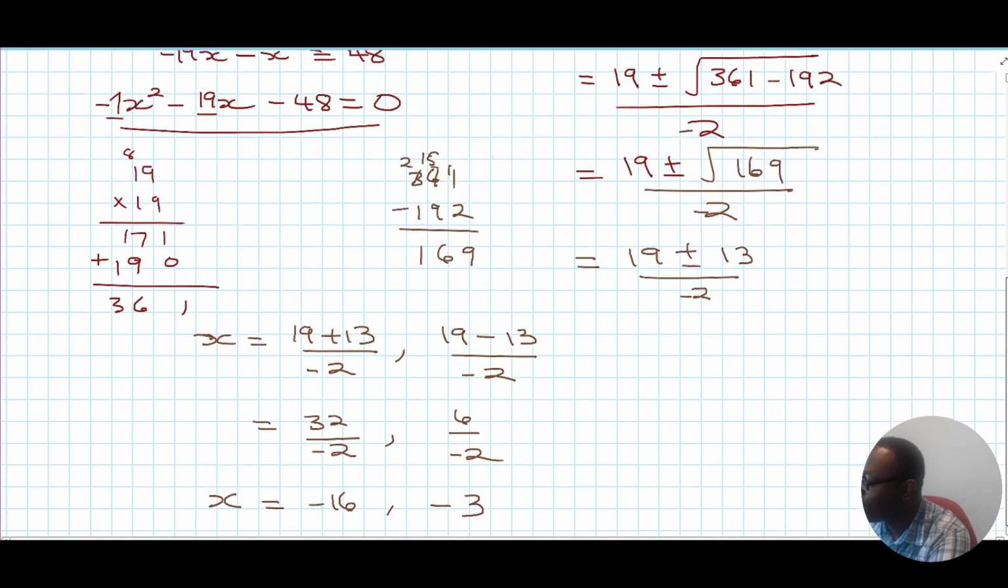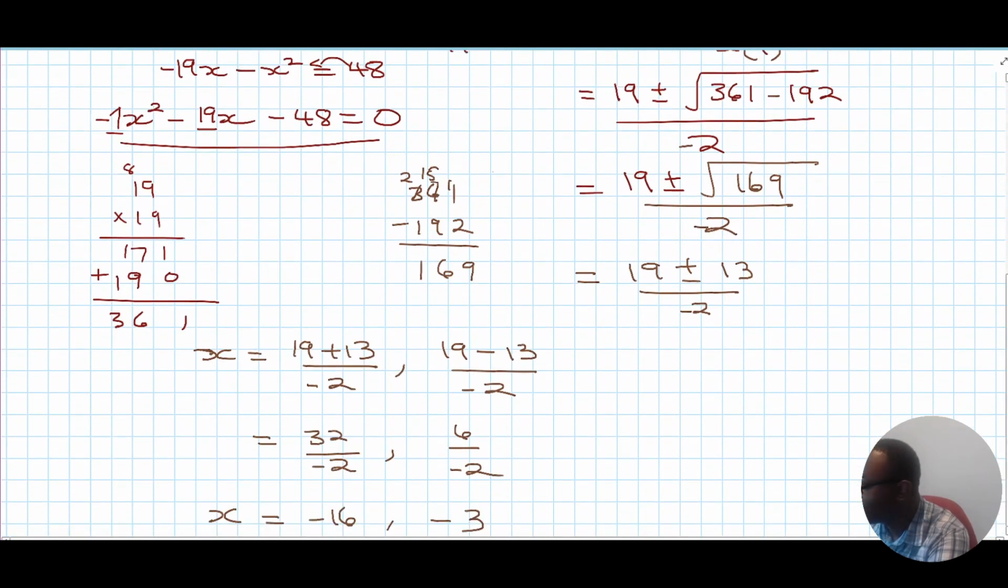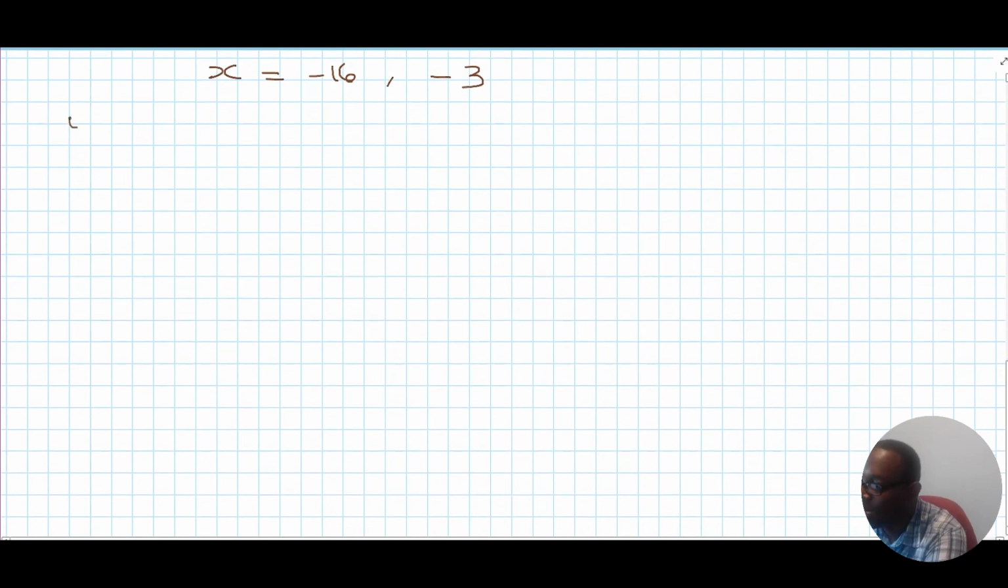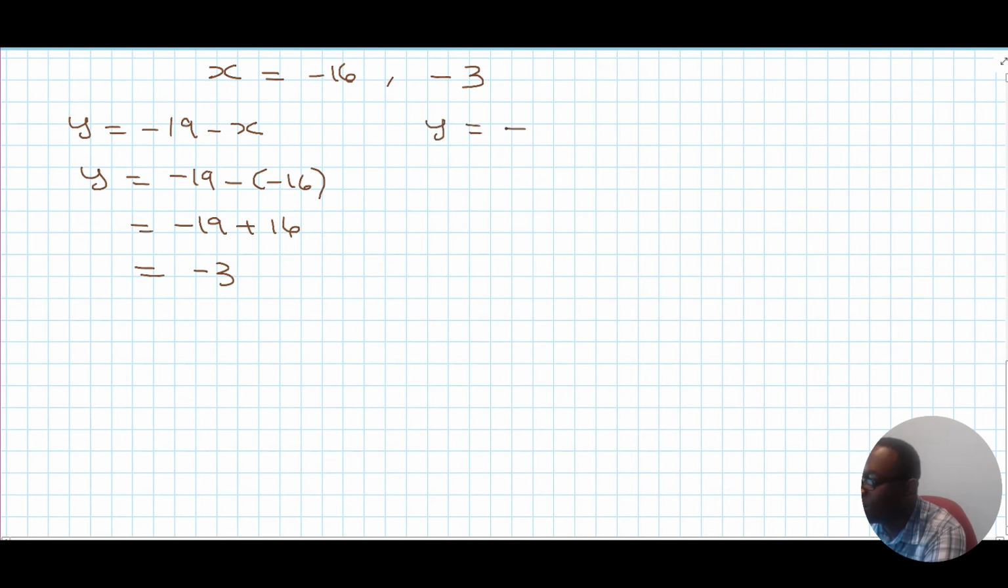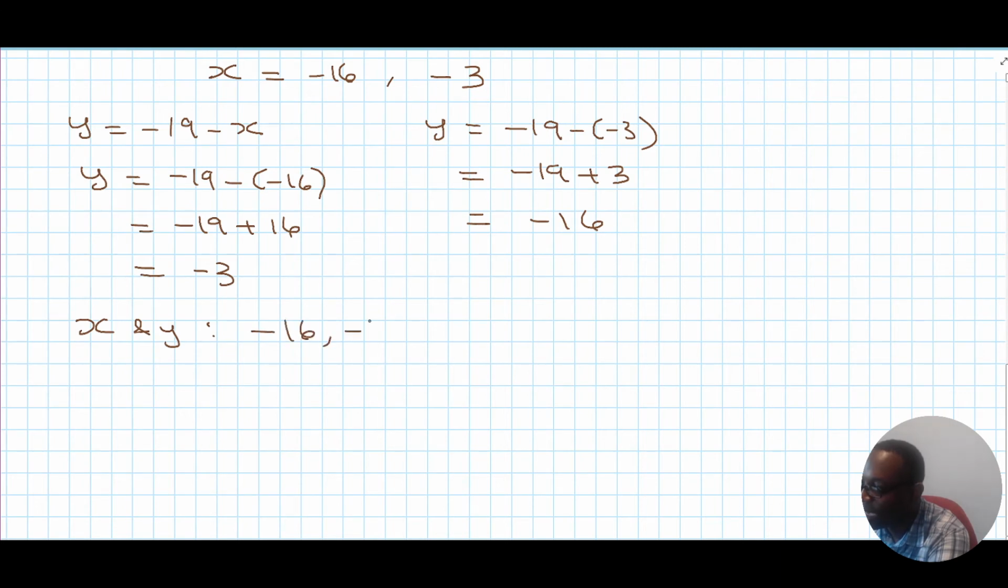Now let's go ahead and look for the values of y. We have to trace it back because we said y is equal to -19 minus x. So let's substitute each of these values of x. So y is equal to -19 minus -16, which is -19 plus 16, and that gives you -3. And if x equal to -3, y equal to -19 minus -3, so we have -19 plus 3, which is -16. So therefore, you can now see that the values of x and y are -16 and -3.